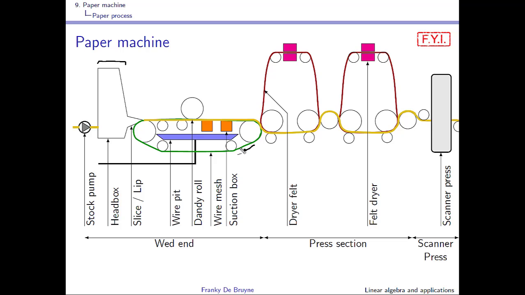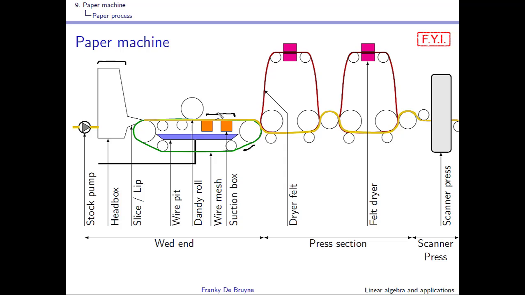and the paper web is formed. So first you use gravitation, and then you use draining, and you use here a dandy roll. This is a roll that applies pressure to the paper web and kind of absorbs water. Okay, and then further on over here you use vacuum and suction boxes to remove additional water.